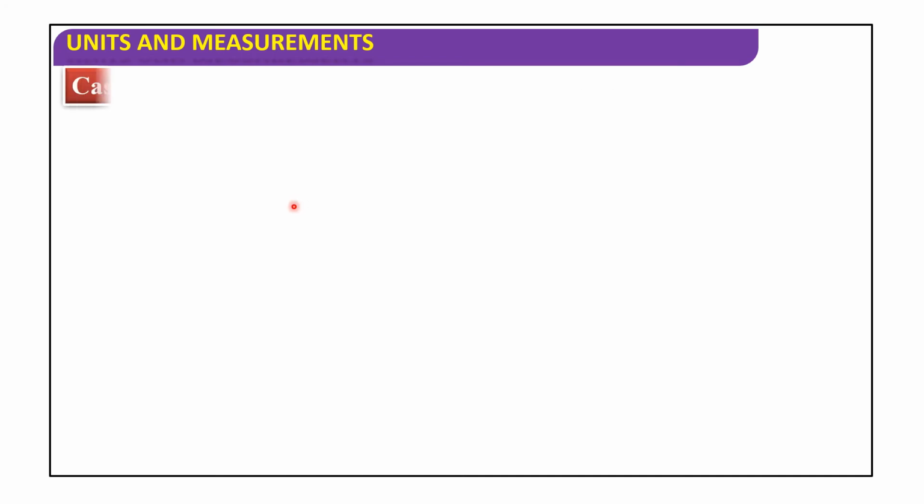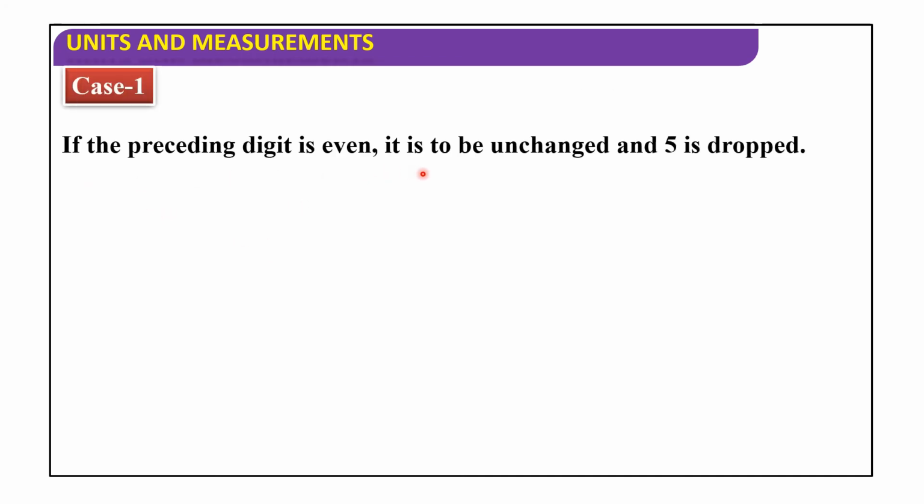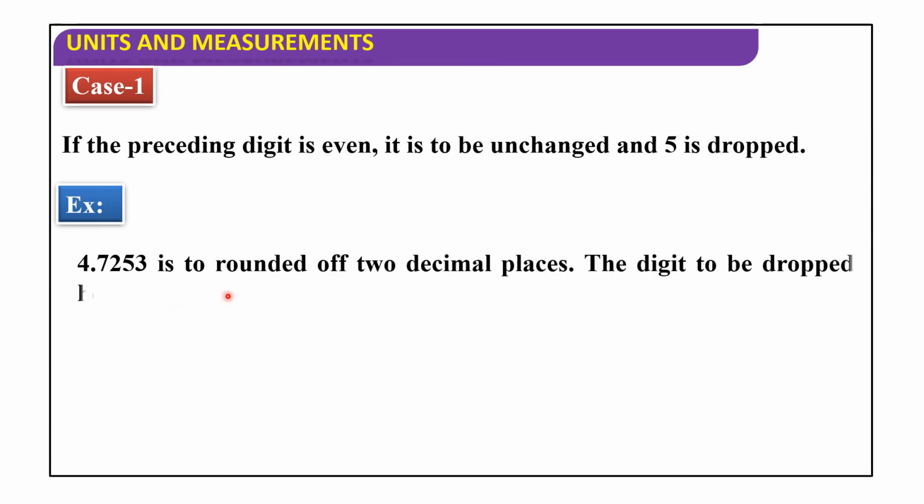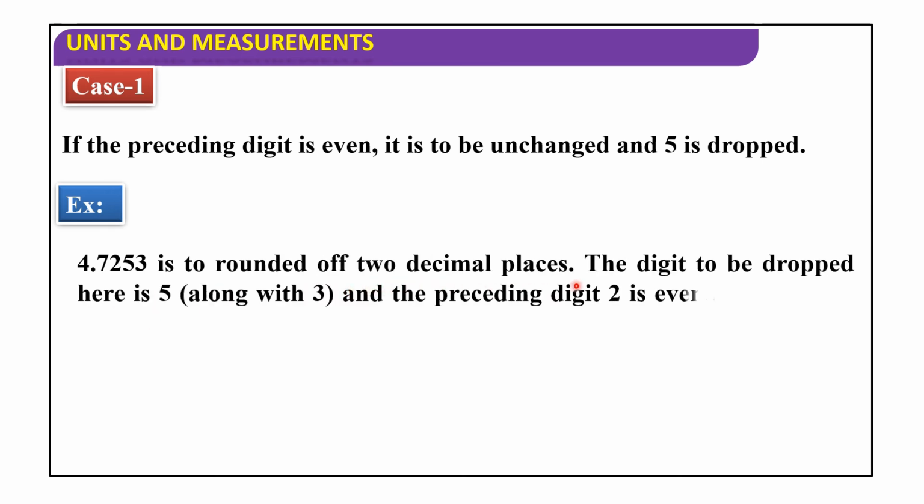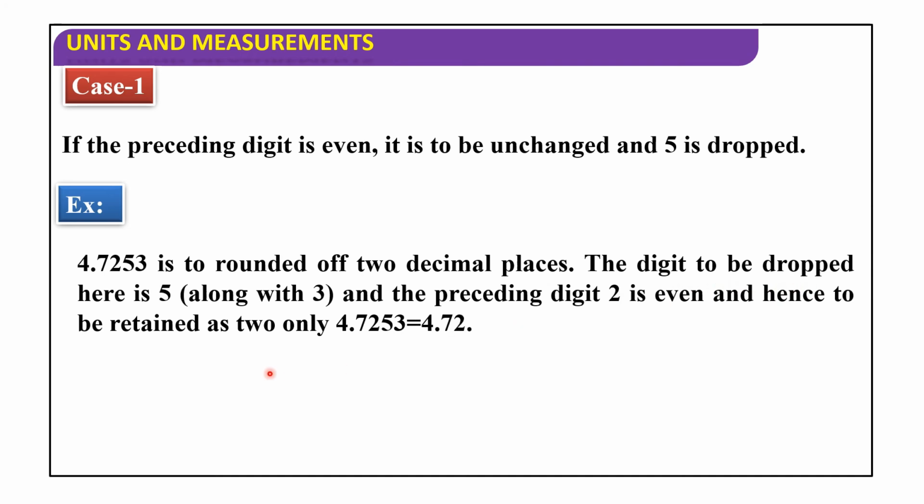Now I will discuss case 1. If the preceding digit is even, it is to be unchanged and 5 is dropped. Let us see this example. 4.7253 is to be rounded off to 2 decimal places. The digits to be dropped here are 5 along with the 3, and the preceding digit 2 is even and hence retained as 2 only. So 4.7253 rounded off is 4.72.